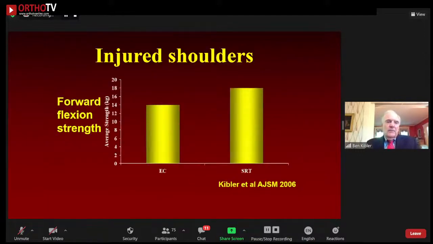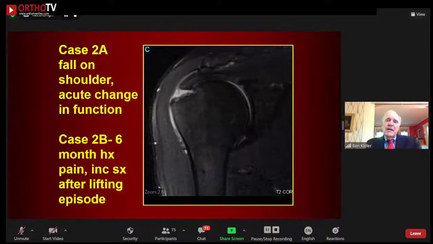We know from the standpoint of an injured shoulder with rotator cuff disease that if you put the arm in the scapular retracted position, you can improve forward flexion strength by 24%. So we know that stabilization of the scapula in a retracted position facilitates and increases rotator cuff or forward flexion strength in the shoulder. Well, let's take another case of a rotator cuff injury.